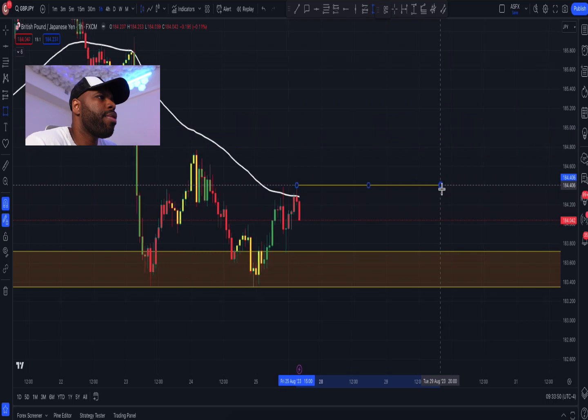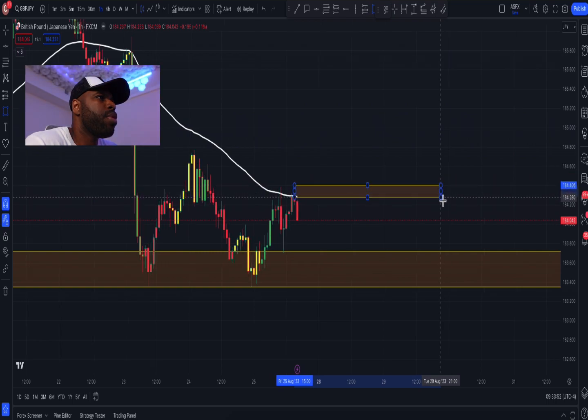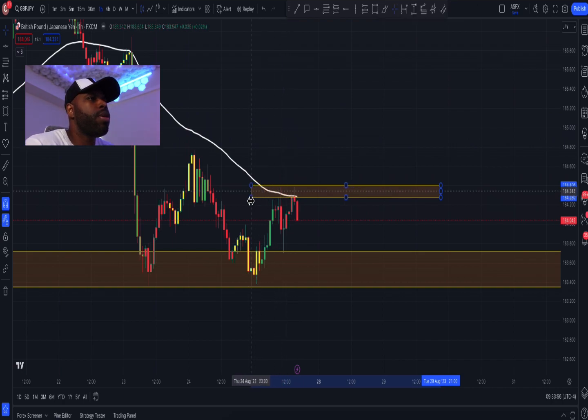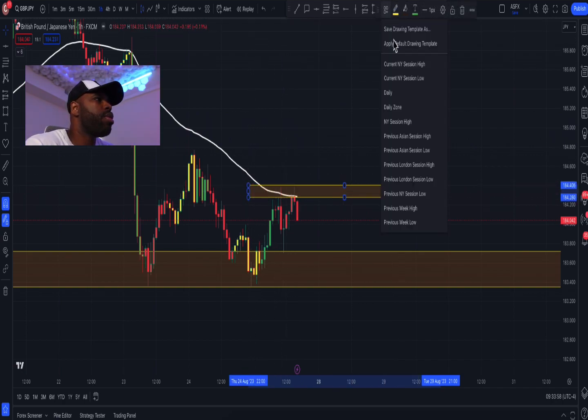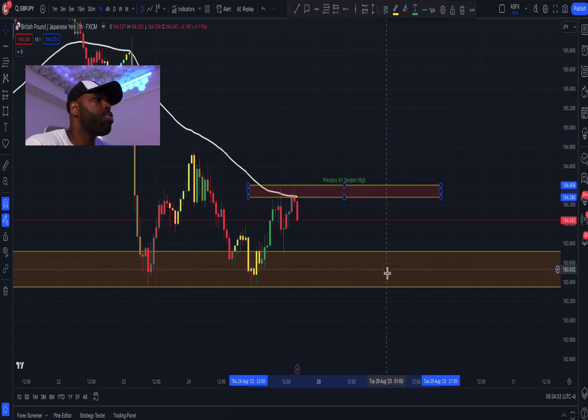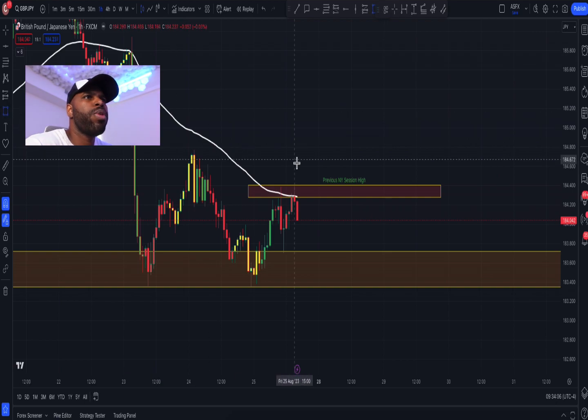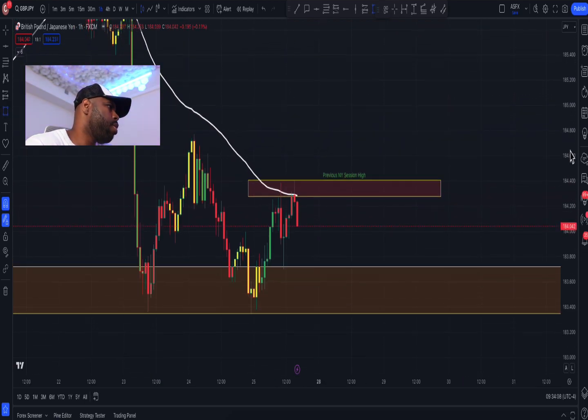But I already see my previous New York session high here, so we're going to draw from the wick, and I'm going to draw it down to the bottom of the body, and then we're going to bring it over, and we'll go to my template. I'm going to name it New York session high. And then also, same thing, we want to look for the previous New York session low.